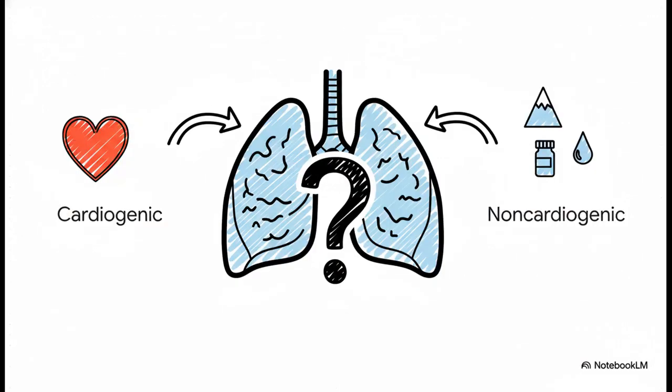You see the same find-the-root-cause logic with pulmonary edema, fluid in the lungs. You just have to ask one simple question. Is the heart causing it? If yes, it's cardiogenic, and you use a heart failure code. Or is something else causing it, like an injury? Then it's non-cardiogenic, and you're in a completely different set of codes.